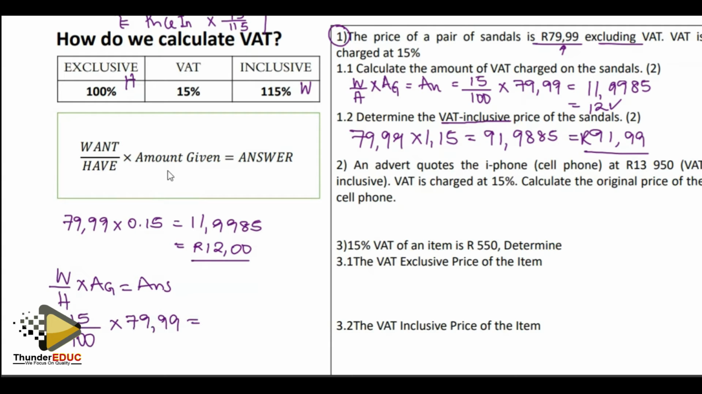I still get the same answer as 91 rands 9885. It's supposed to be in two decimal places, so we stop there. This one's already bigger than 4. So we pick a one, we add it onto this. That's why we end up with our answer as 91 rands 99 cents. That's how we get it. All right.